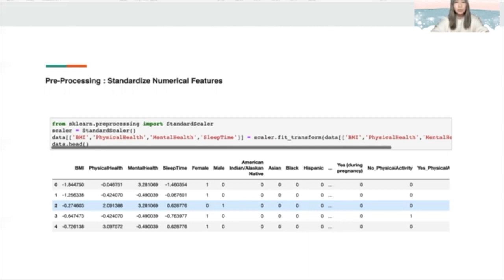Now we are moving to the next step, which is splitting the data into training and testing sets, and we would use the oversampling method.